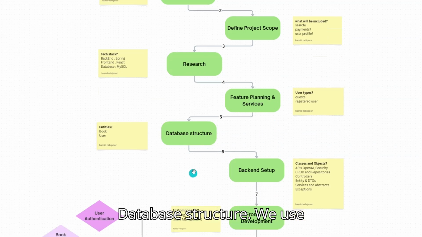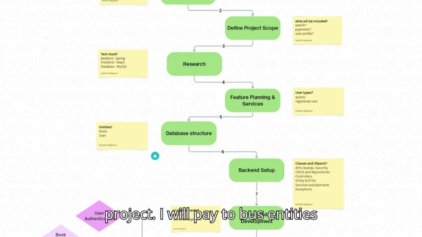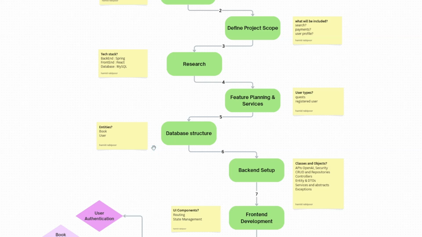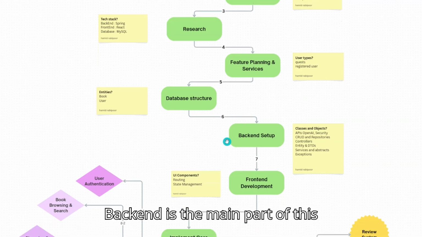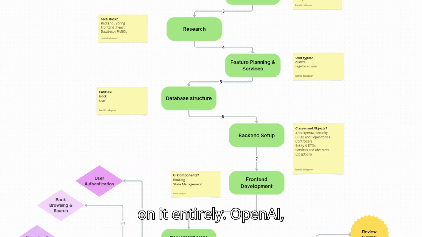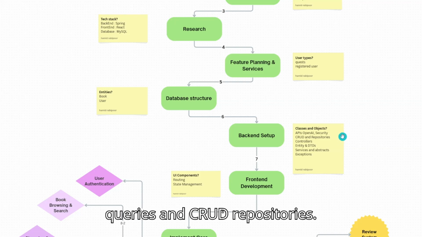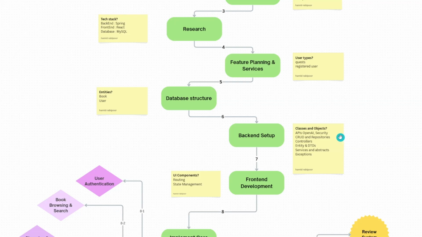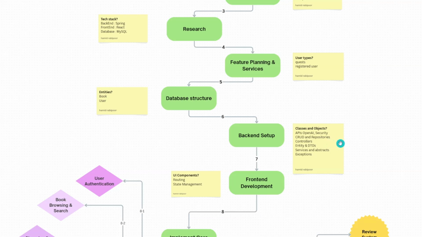Database structure. We use book and user entities in our project. I will pay attention to those entities deeply in the next parts of this tutorial. The backend is the main part of this project that we concentrate on entirely. Security and authentication. I use Hibernate and JPA for our queries and CRUD repositories, REST controllers, POJOs, interfaces, annotations, and their bodies make up the backend part of this app.